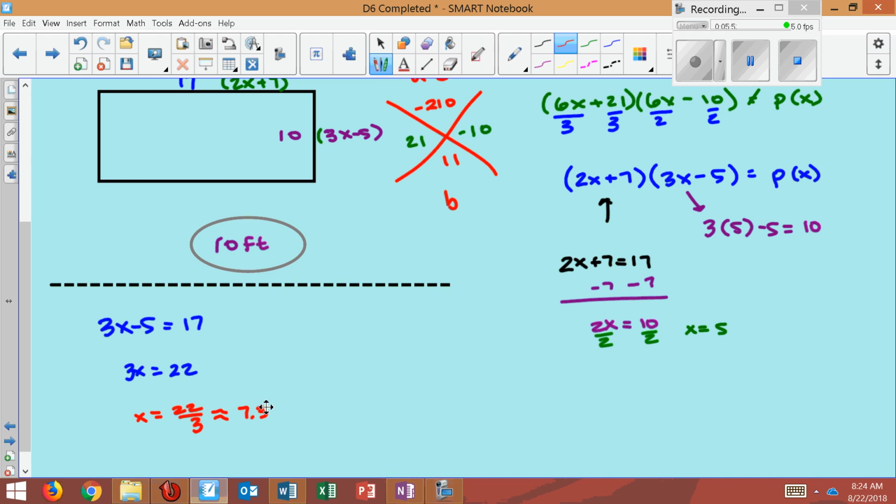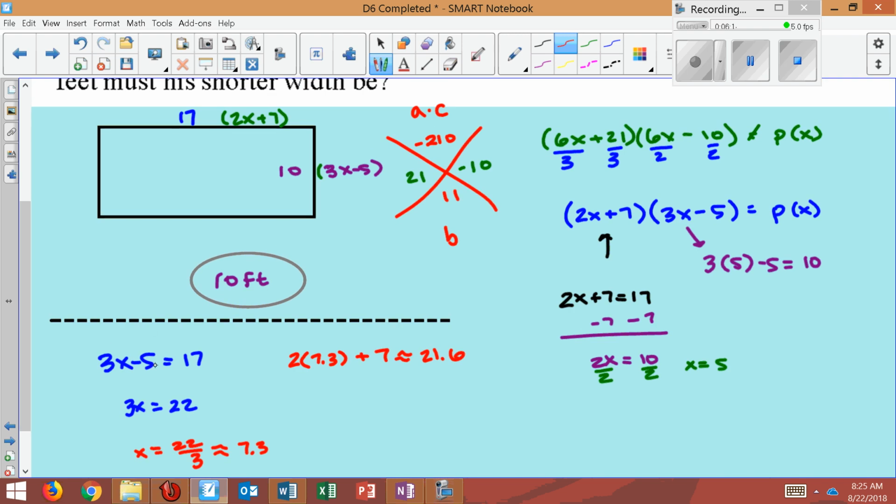So now what would you do once you found that out? You plug it into the other side. So we'd say 2 times that 7.3, and again, that's a rounded number, that's not exact, plus 7. 2 times 7.3 is 14.6. Add the 7, you get, again, approximately 21.6. Do you see the problem?